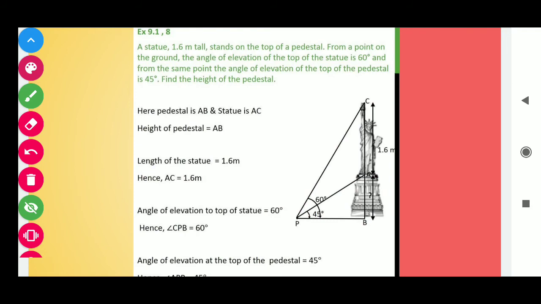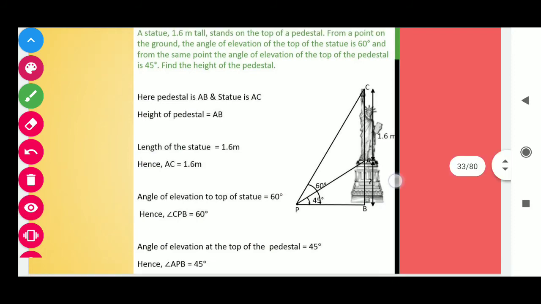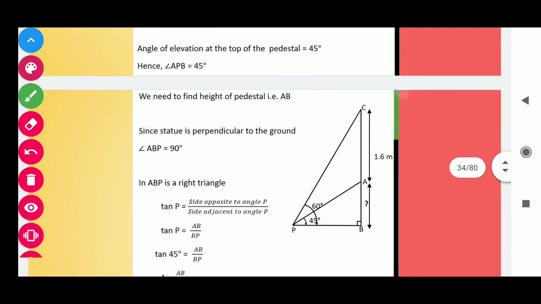So here pedestal is AB and statue is AC. So height of pedestal is AB. हमें AB की height find करनी है. So students, let's start. Here you can see that this is the 45 degree. That means BP and AB both are equal in length. Okay, so students, first write down the given, that is all the concepts given in the statement. And now angle of elevation of the top of the pedestal is 45 degree. So we need to find the height of the pedestal.